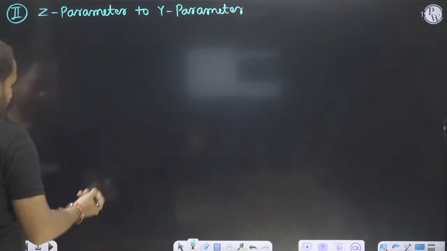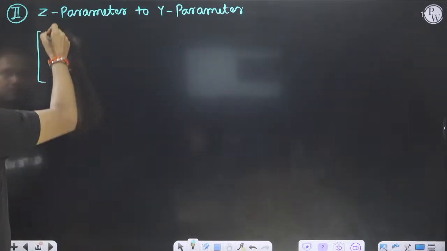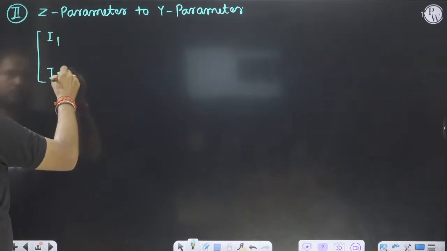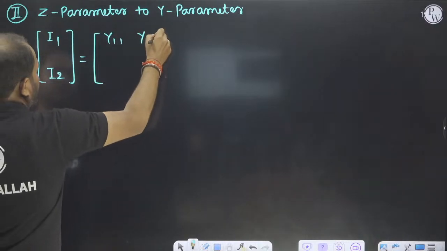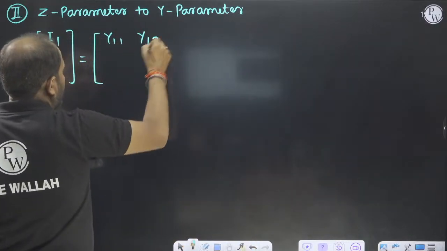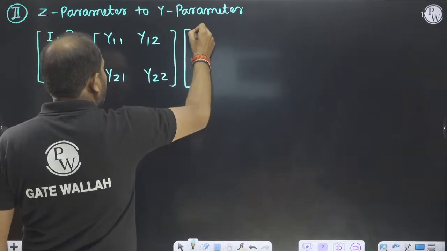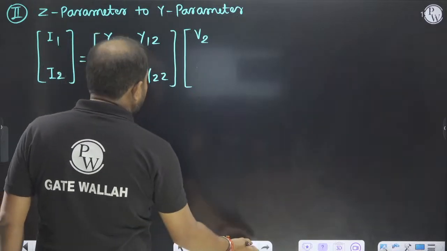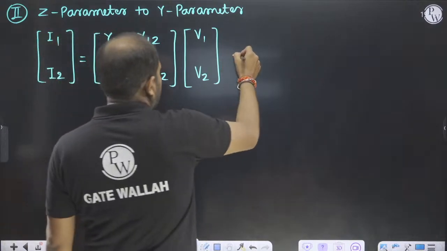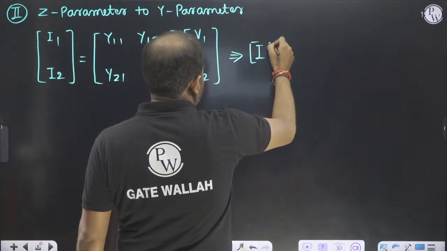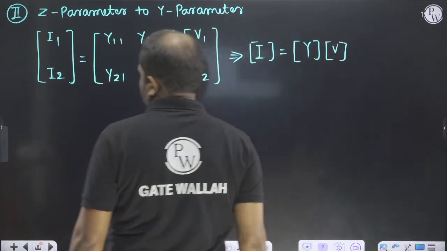It is nothing but, first of all write the Y parameter: I1, I2 equals Y11, Y12, Y21, Y22, times V1 and V2. This is the relationship between I and V. So the matrix of I, the matrix of Y and the matrix of V.